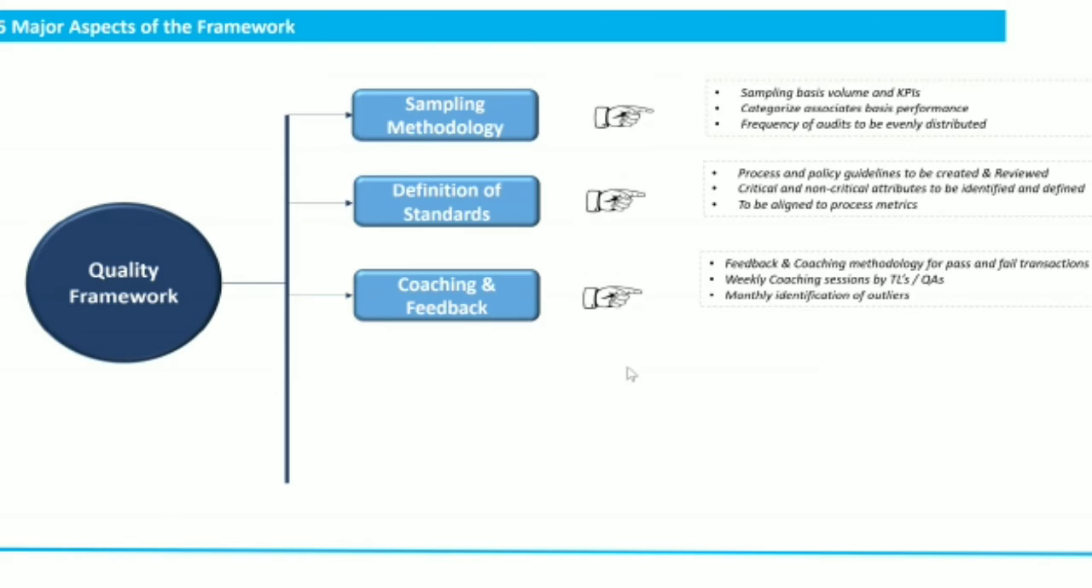Then we have, how do we do coaching? There needs to be a coaching framework defined. There needs to be a feedback framework defined. There needs to be an audit framework defined. All of these fall into the larger bucket of quality framework. Now, within that, there is coaching and feedback. So there needs to be a coaching framework. There needs to be a feedback framework.